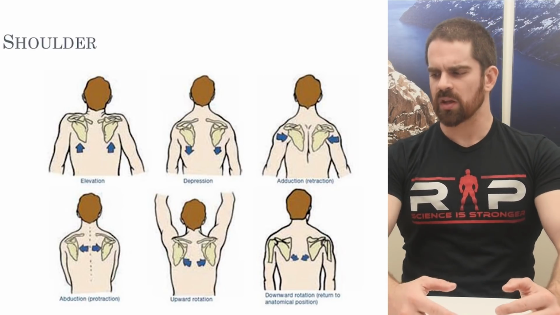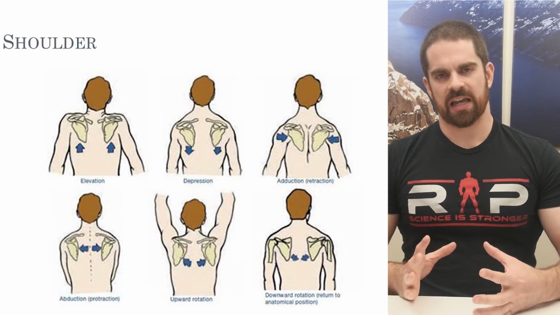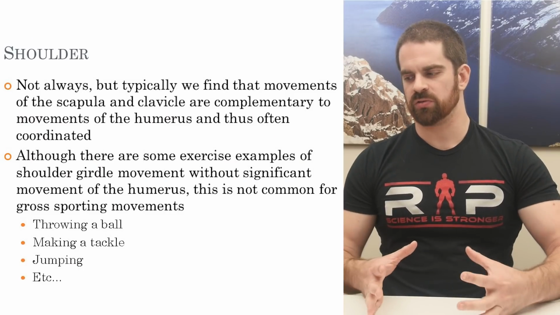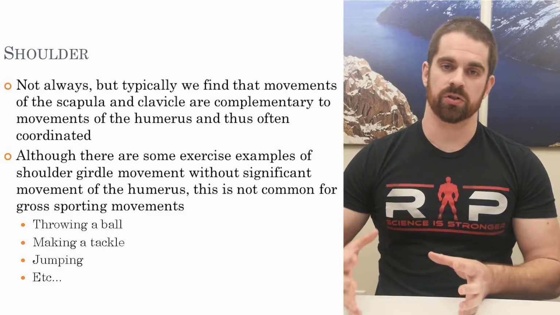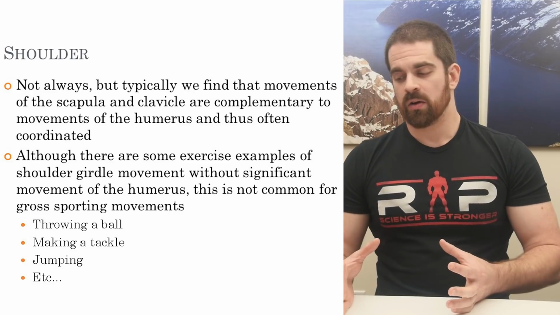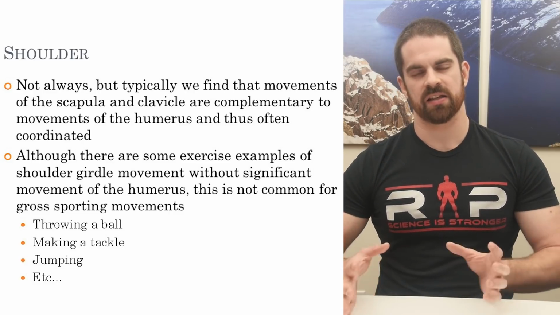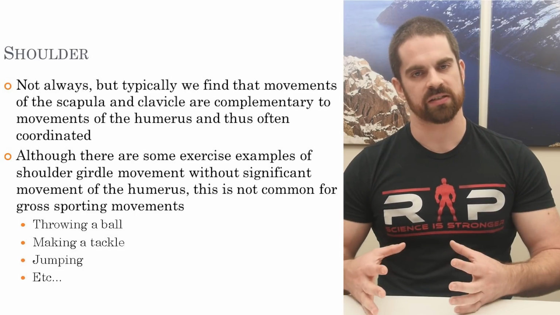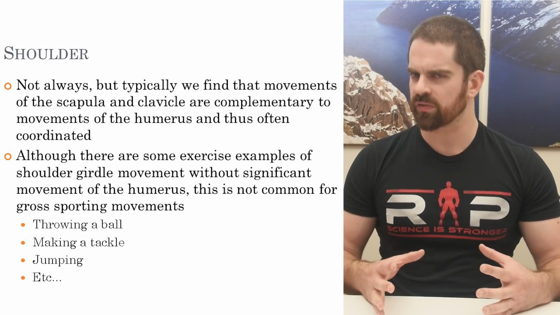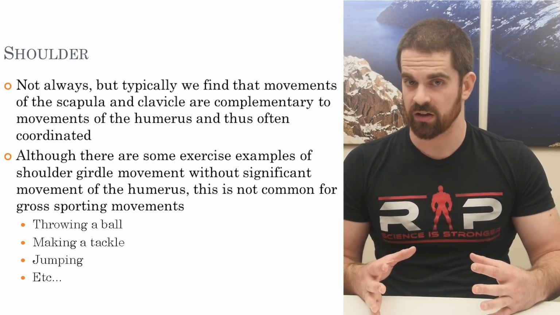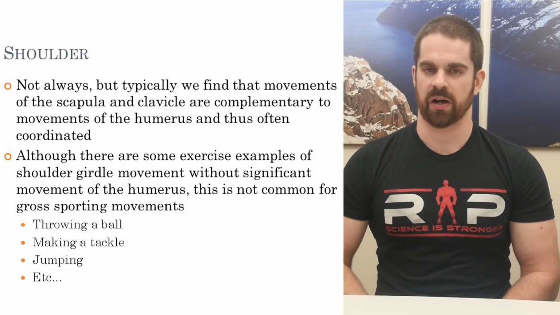Okay, so what we find is that typically the movements of the clavicle and scapula generally are complementary to movements of the humerus. And so we usually say that the shoulder girdle and the shoulder joint are coordinated. And there are some exercise examples where we might see isolated movement of the clavicle and scapula without corresponding movement of the humerus, but those are few and far between. There's only a few examples that I can think of off the top of my head where we actually are moving the scapula without really moving the arm around too much, right?